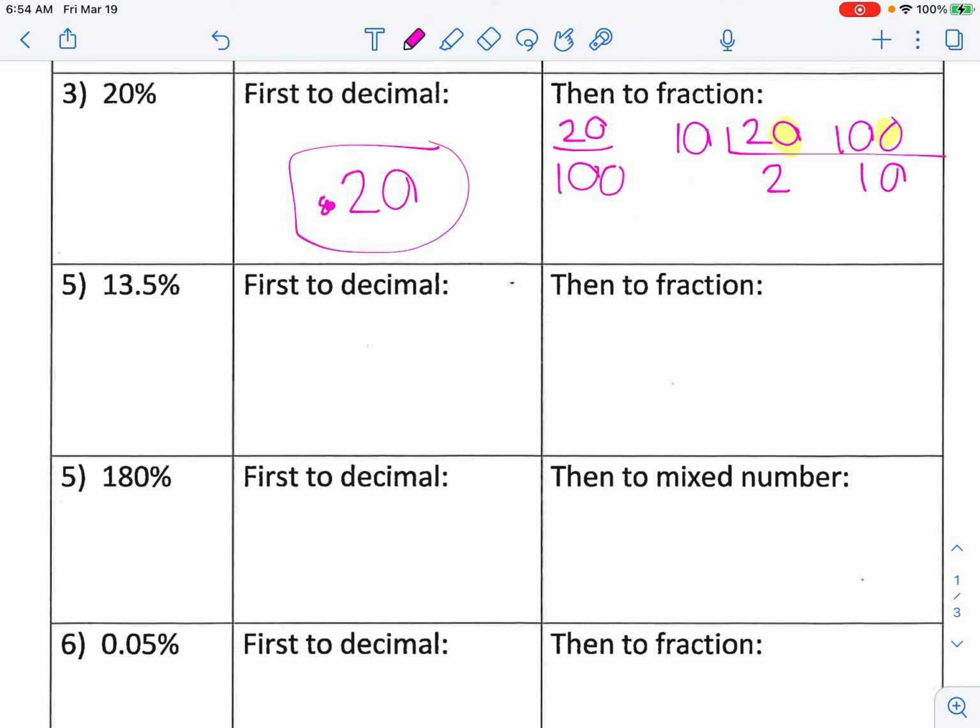Now I have two even numbers. Even numbers can be divided by 2. 2 divided by 2 is 1. And 10 divided by 2 is 5. So 20 hundredths reduces to 1/5. So 20% is equal to 20 hundredths and 1/5.